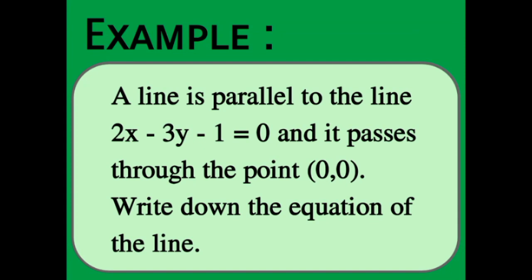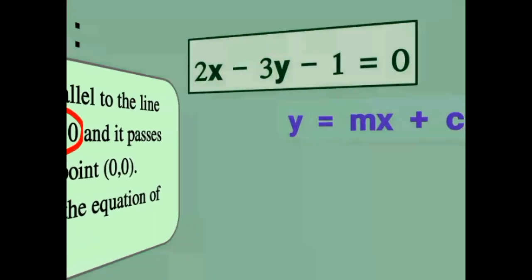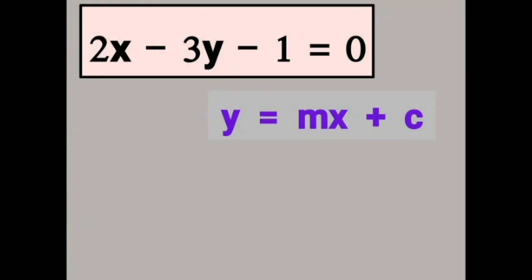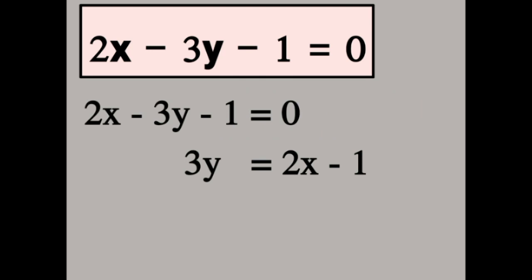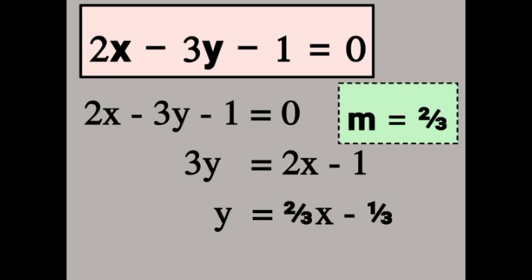A line is parallel to the line 2x minus 3y minus 1 equals 0 and it passes through the point 0, 0. Write down the equation of the line. So, if the line passing through the point 0, 0 is parallel to the line 2x minus 3y minus 1 equals 0, then it has the same gradient as 2x minus 3y minus 1 equals 0. So first, let's rearrange this equation in the form y equals mx plus c in order to find the gradient. So, 3y equals 2x minus 1, dividing both sides by 3 gives us y equals 2 over 3x minus 1 over 3. So, the gradient is 2 over 3.